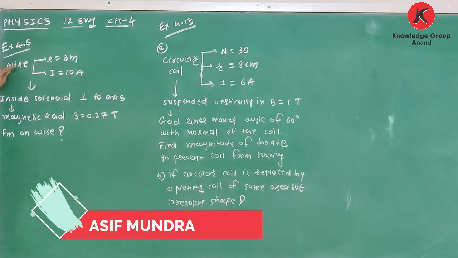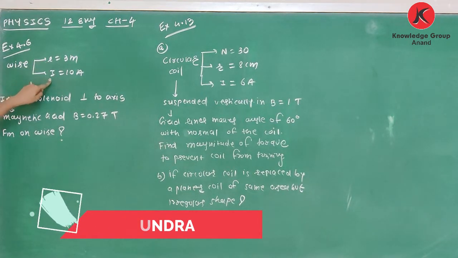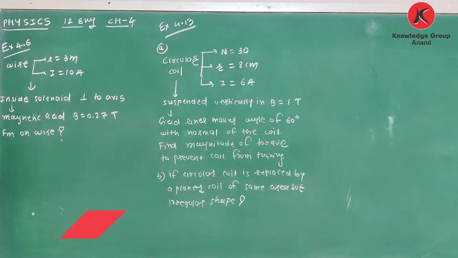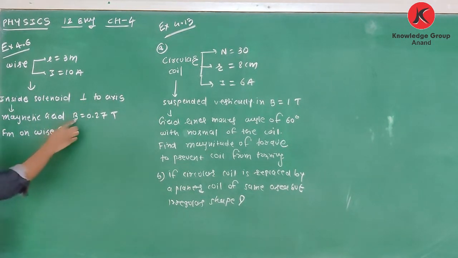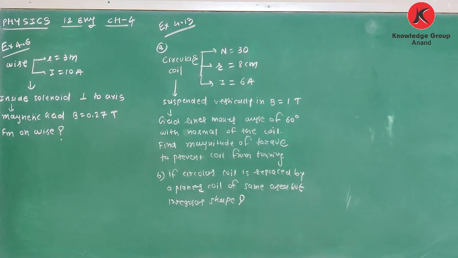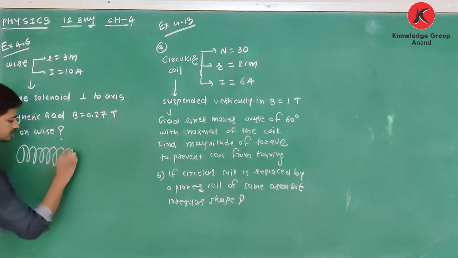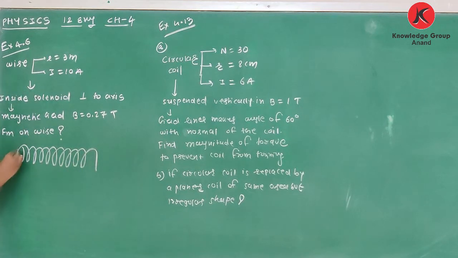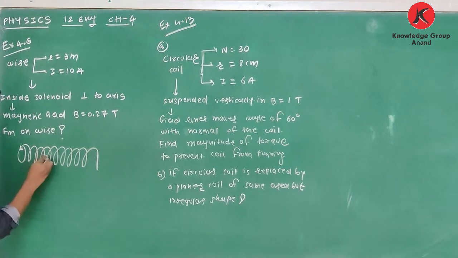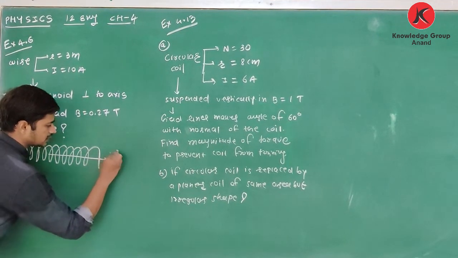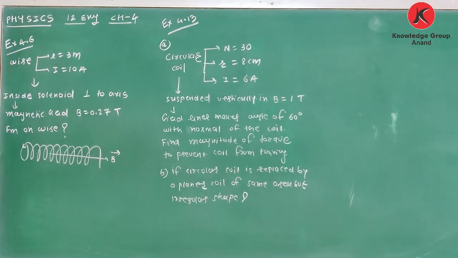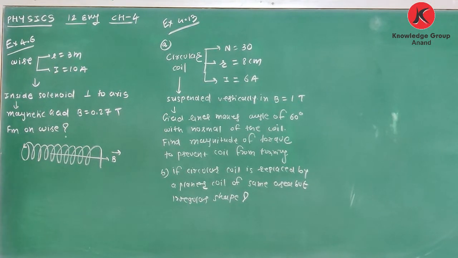A wire having length 3 meter and carrying current I equal to 10 ampere is placed inside a solenoid perpendicular to its axis. Magnetic field inside the solenoid B is equal to 0.27 Tesla. You have to find the magnetic force on the wire. See, if I draw the solenoid, it is like this. Suppose current flowing in the solenoid is in this direction, then the uniform magnetic field is in this direction. Now a wire is placed in the solenoid perpendicular to its axis.